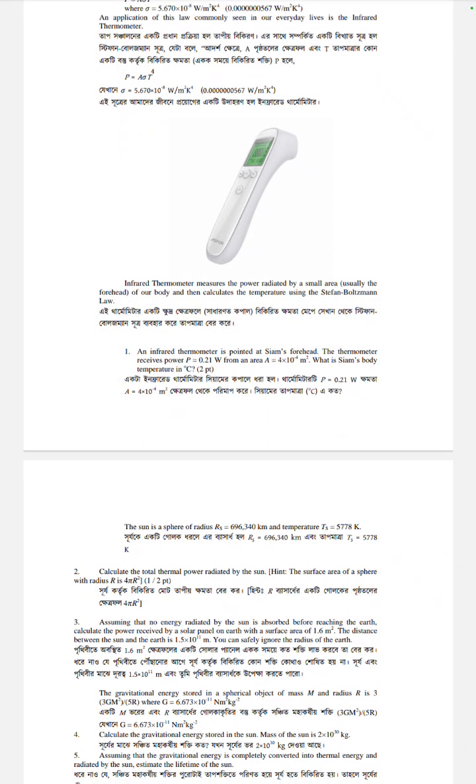An infrared thermometer is pointed at Siam's forehead. The thermometer receives power from an area A. What is Siam's temperature in degrees Celsius?